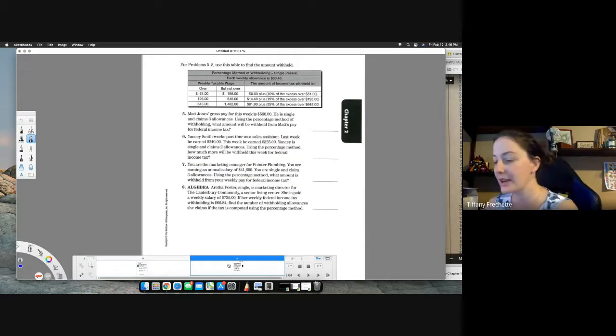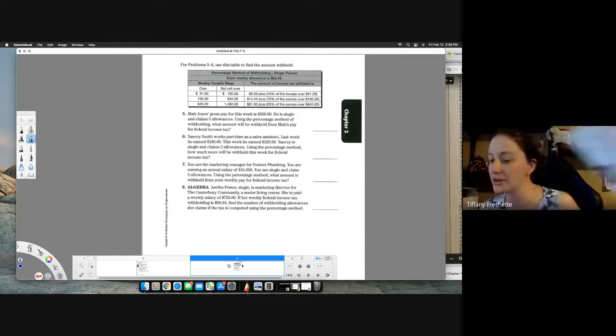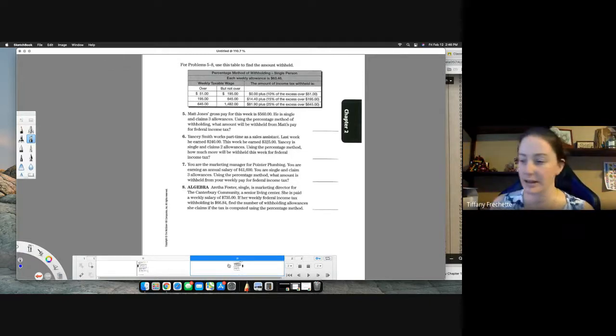All right, so let's look at page number 2 here. Oh, here's the percentages. Okay, so it is section 1, where they were doing the percentages here. So instead of using the tables this time for problems 5 through 8, make sure you're paying attention to those directions, use the table to find the amount withheld. So percentage method of withholding for a single person. They're not bothering to do this for a married person, it's just for a single person.